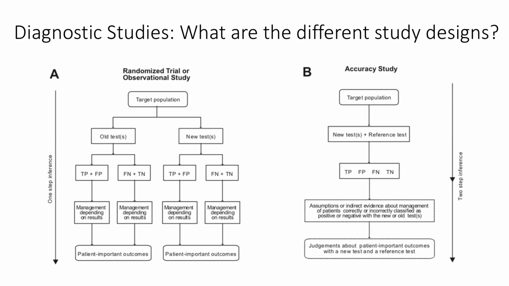The second type of study is an accuracy study. In this case, a target population receives both the new test in question and the old test, or the reference standard, sometimes known as the gold standard. The true positive, false negative, and true negative rates are compared. However, it's important to note that assumptions about outcomes are by nature indirect.